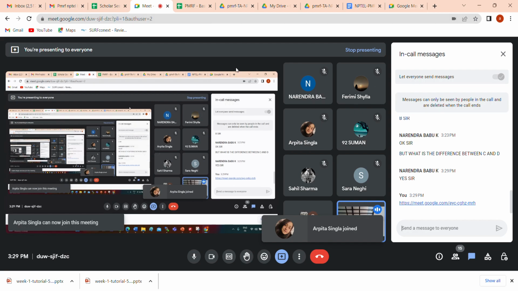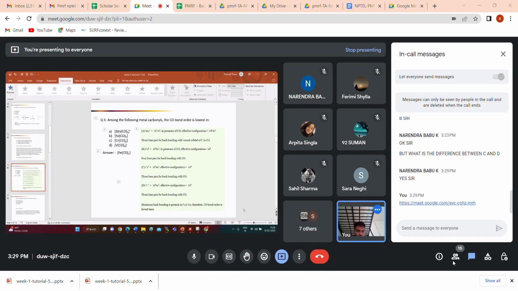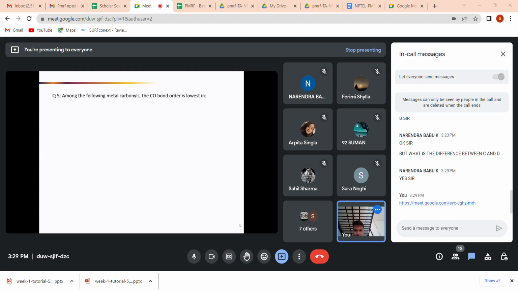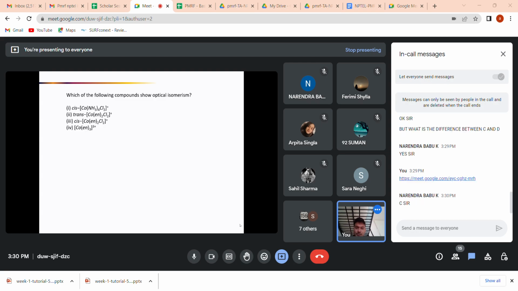Okay. Let's move on to the next question. Okay, so the next question is which of the following compounds will show optical isomerism? So for that you have to draw the structures of each of them and try to understand which will show optical isomerism. So what is optical isomerism first of all? You guys know about it?